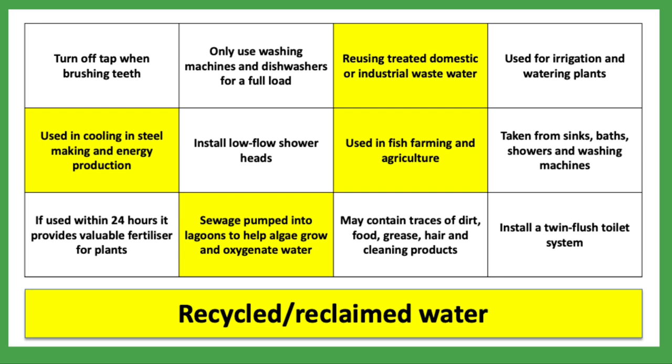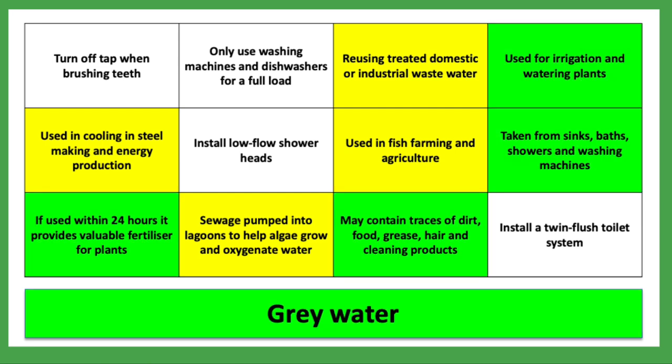If you haven't already paused the video, please do so, because we are about to reveal. So grey water is used for irrigation and watering plants. It's taken from sinks, baths, showers, washing machines. It may contain traces of dirt, food, grease, hair, and cleaning products. And if used within 24 hours, it provides valuable fertiliser for plants.